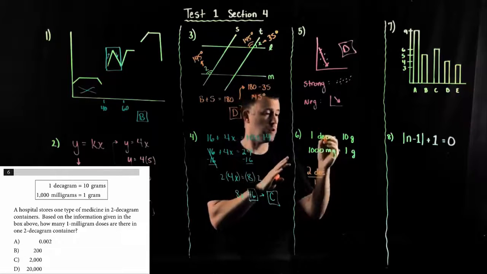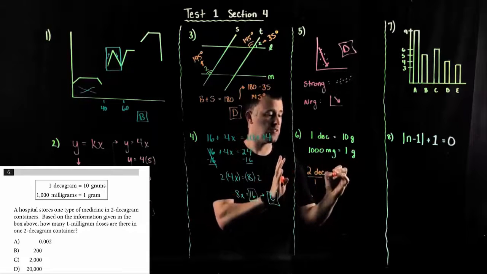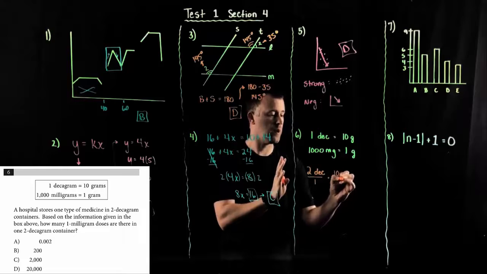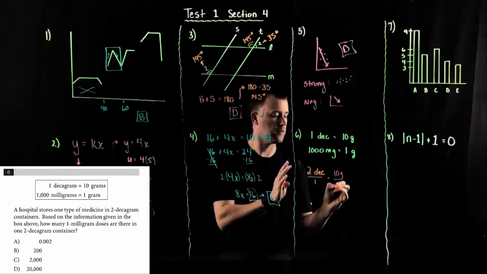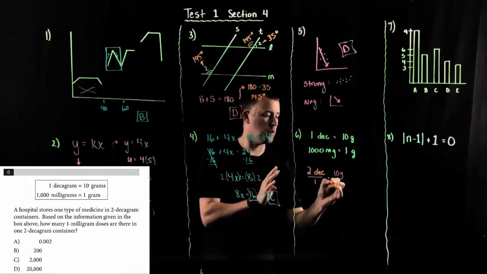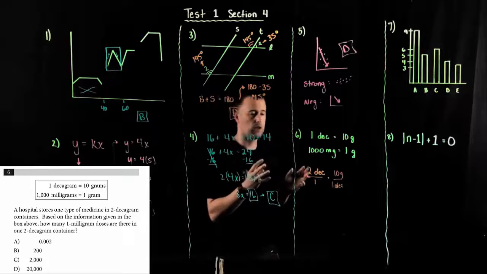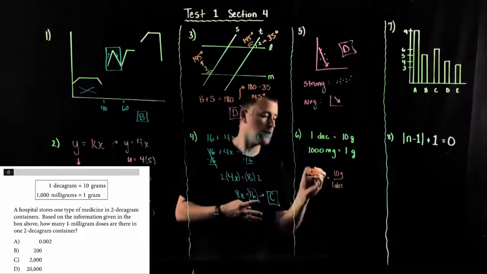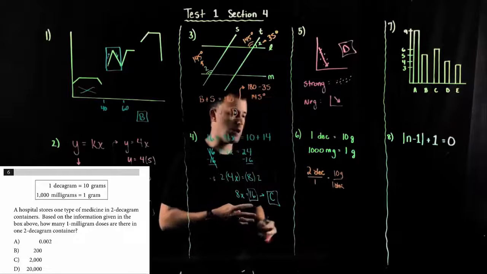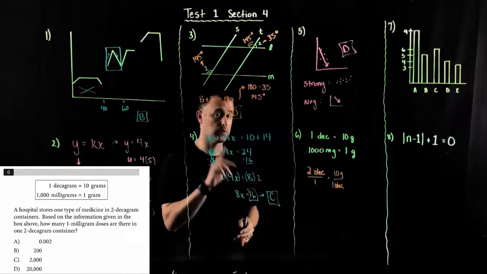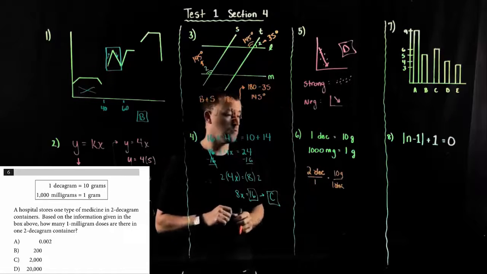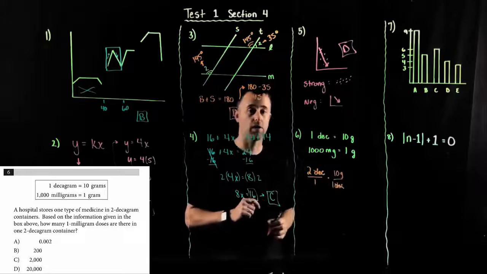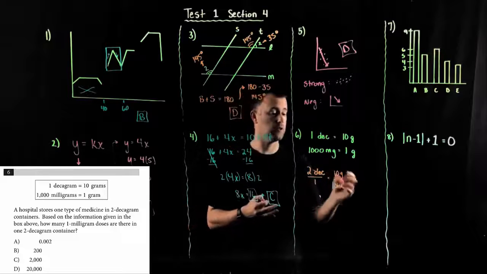So for the first one, when I do this, I'll write it so that the decagrams are on bottom. So it's going to be 1, sorry. When I put the decagrams on bottom, those will cancel out, and you're now in terms of grams. And I need to go one more step here. I want to take this conversion factor and put it in here so that the grams now cancel out. If I do that, I'll be in terms of milligrams.